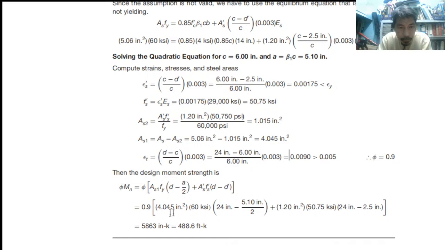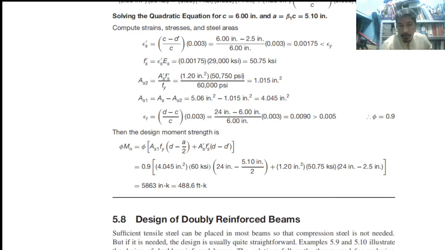So therefore, just multiply this equation by that, so multiply by 0.9. So take note, this is the first, MN1, this is MN2, okay. So MN is equal to MN1 plus MN2, okay? So multiply by what? Multiply by the corresponding lever arm. So lever arm is D minus D prime, okay? So the answer is this one, 488.6, okay? That is the analysis part.